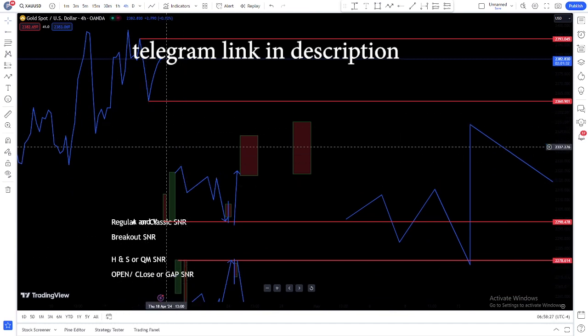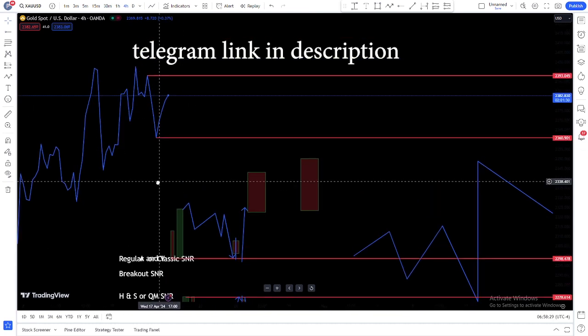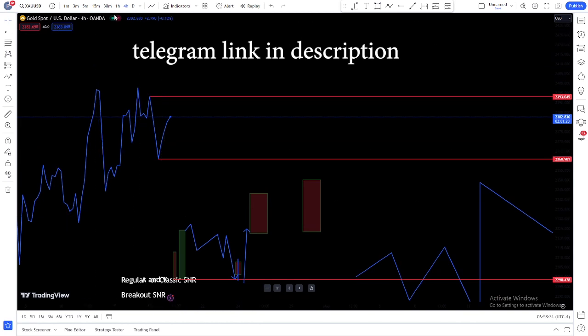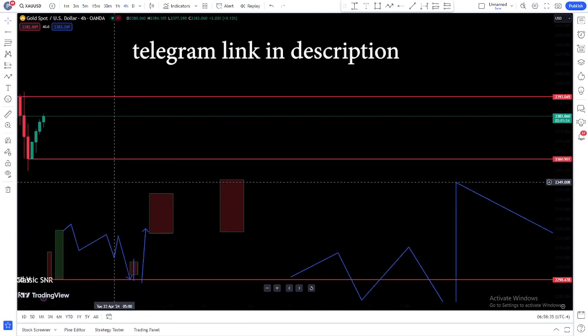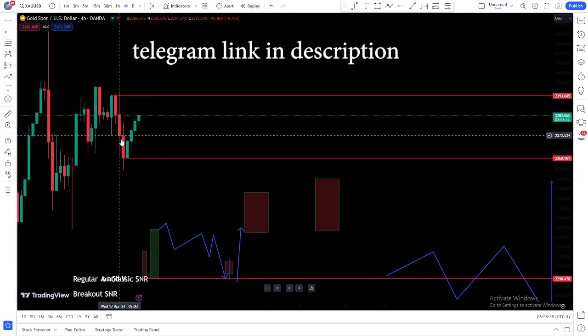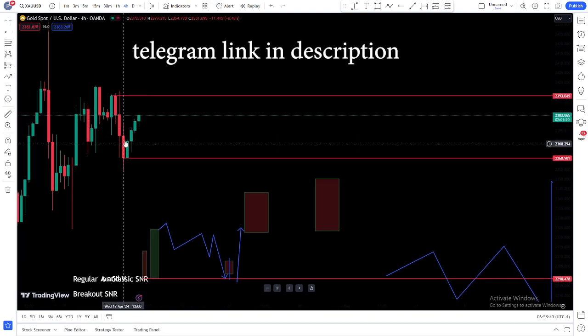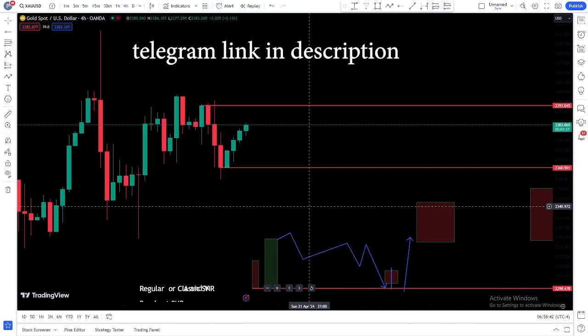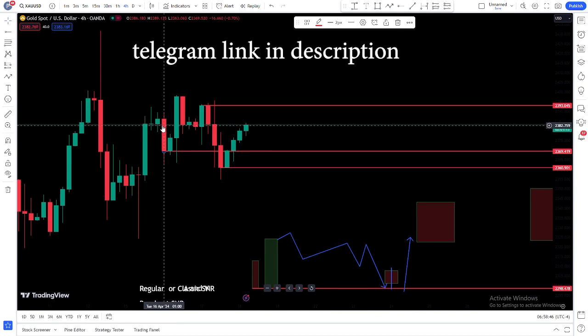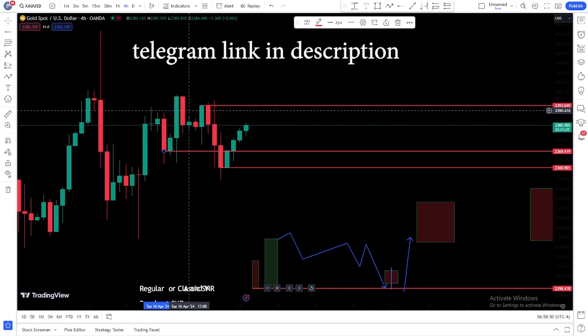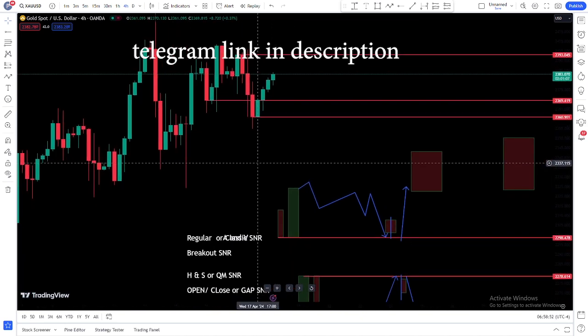Now look at what we can expect when the market comes back to this kind of level. First, we see a rejection, and then we see a down movement. Also, if you look at this one here, we have a V shape, which is a red candle and a green candle, and see the reaction here, and then we see the market goes to the upper side. So this is what we call a regular or classic SNR.